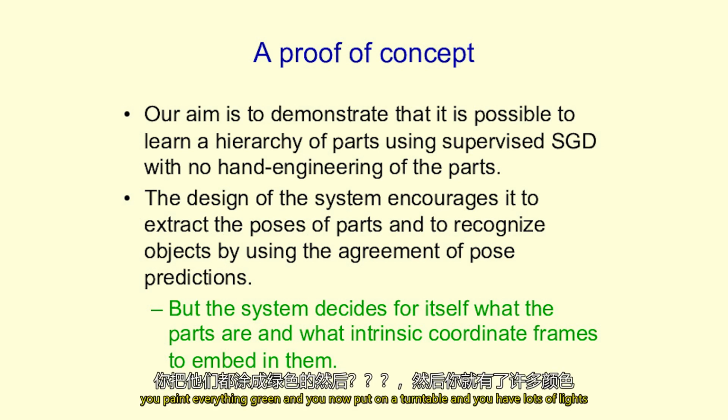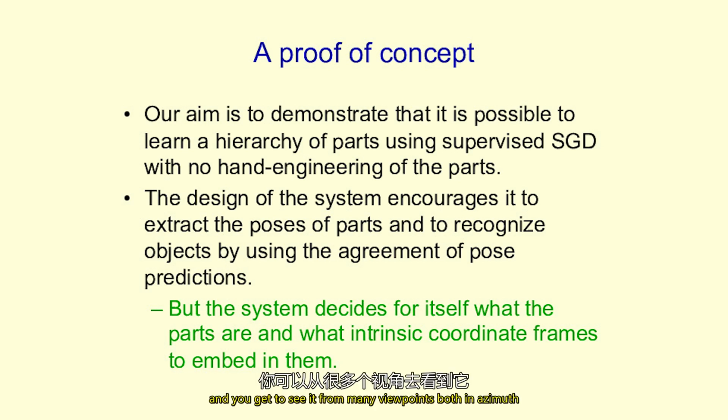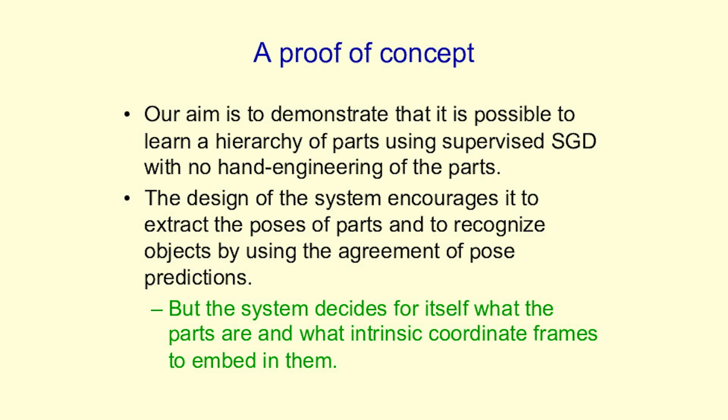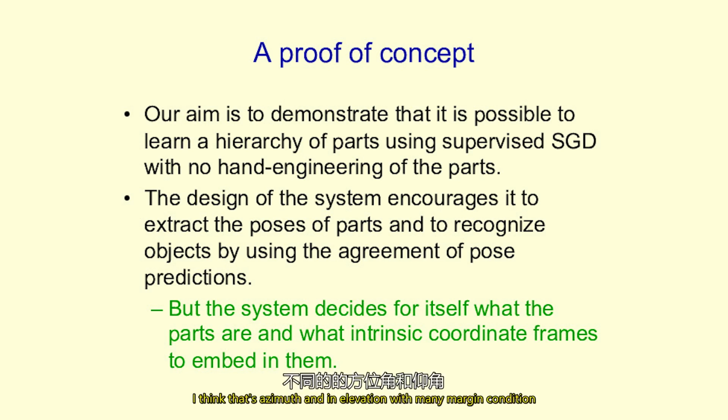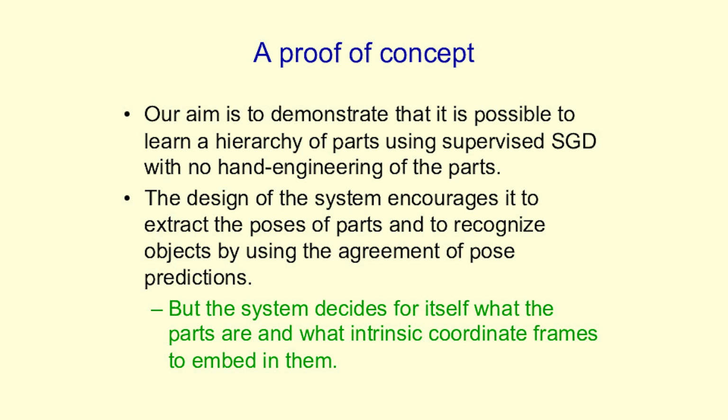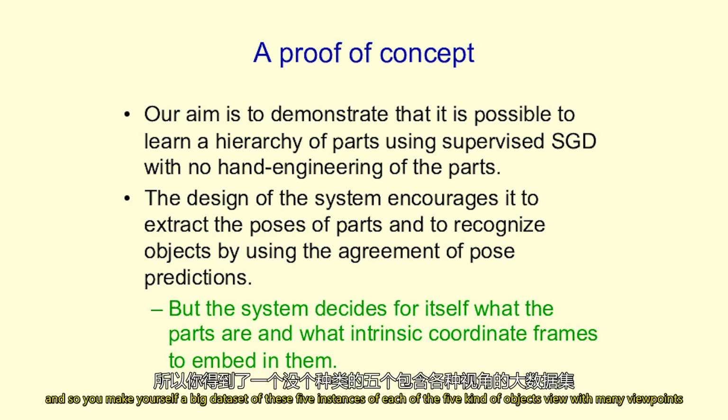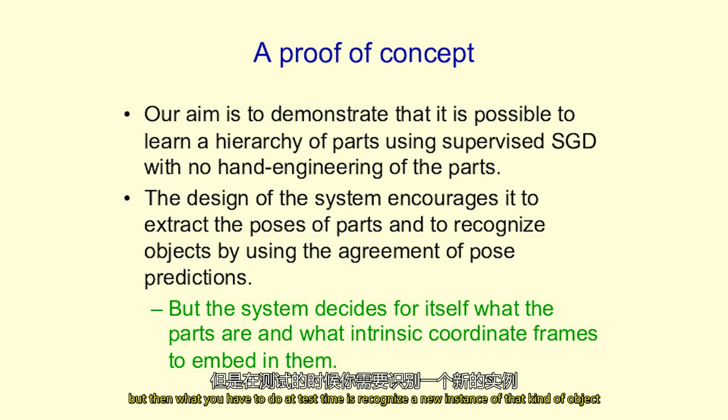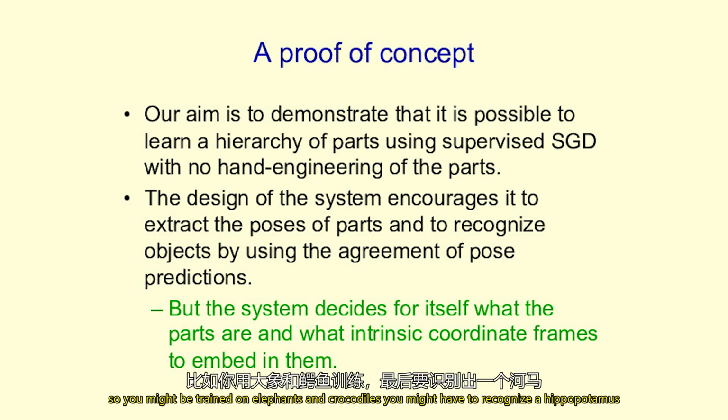You paint everything green, and you now put it on a turntable, and you have lots of lights, and you get to see it from many viewpoints, both in azimuth, I think that's azimuth, and in elevation, with many different lighting conditions. And so you make yourself a big data set of these 5 instances of each of the 5 kind of objects, with many viewpoints. But then what you have to do at test time is recognize a new instance of that kind of object. So you might be trained on elephants and crocodiles, and you might have to recognize a hippopotamus.